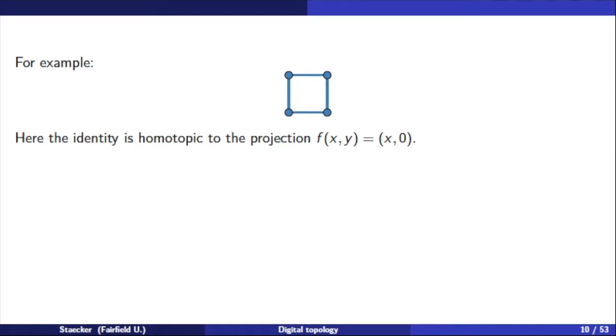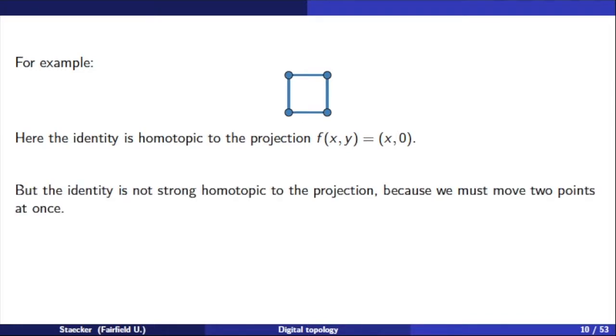So the identity is homotopic to this projection, but it's not strong homotopic. If you want to move these points down, you have to move both at the same time. If you move only one, then the adjacency across the top will be broken. If I move only this left point down one and keep this one where it is, this adjacency will get broken in the move. So the identity is homotopic but not strong homotopic to this projection map, because you have to move 2 points at once. You can't do it moving only 1 point at a time.